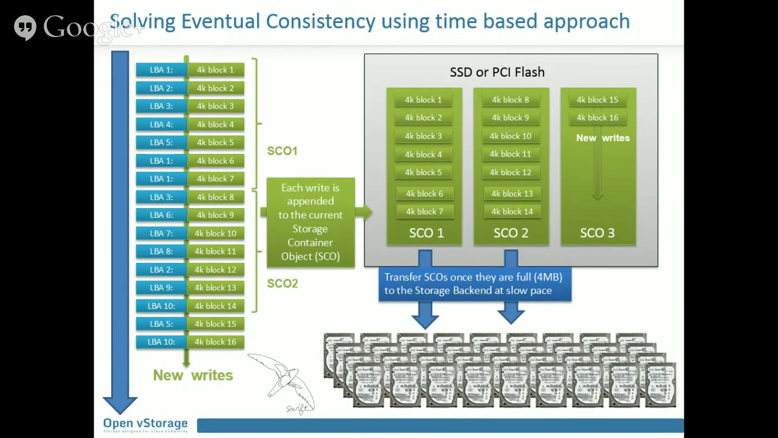Now, how does this solve eventual consistency? Well, as said, we use an append-only technology. So you only append to the log, to the storage container, which means that if you overwrite an LBA, you just add it to the log. You will not update that LBA number or something like that. You just add that write to the storage container. So in a storage container, you might overwrite the same LBA 4 or 5 times, but that's not a problem. And then you push it down to the backend, and there it rests.